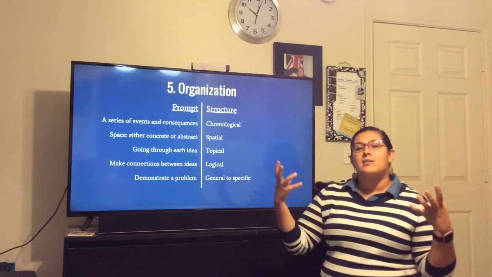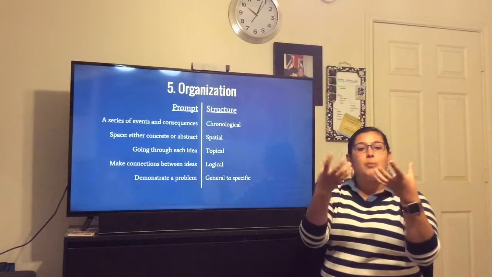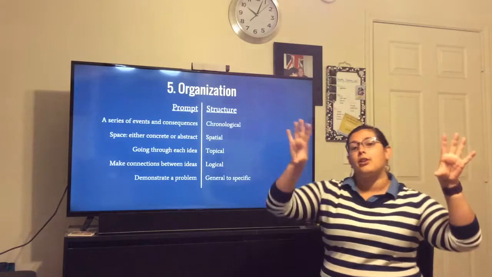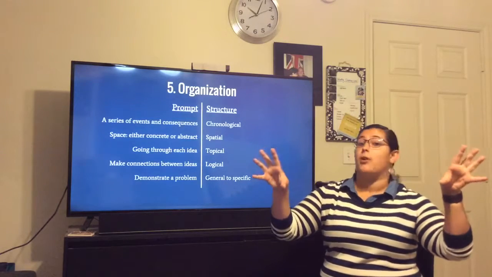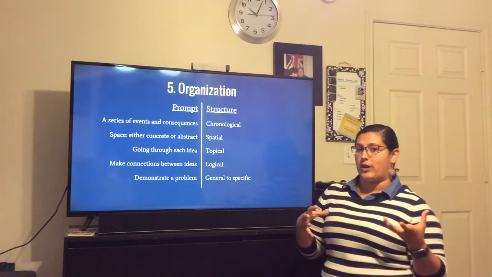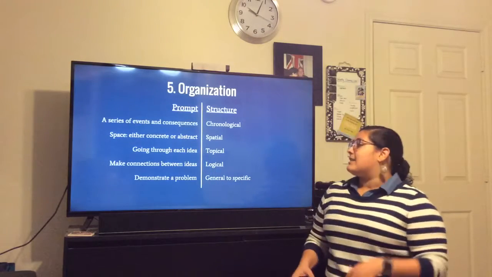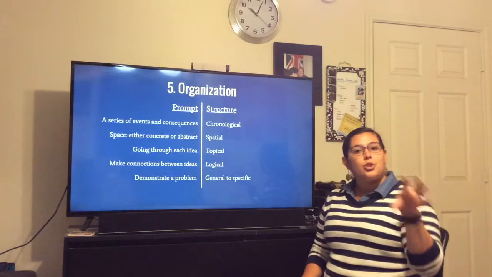But more abstract space is talking about the space between ideas. What is the space that moderacy occupies between liberal and conservative political parties? So you can talk about spatial, concrete, or abstract space. You can go topically, you can go through each idea and see how each idea relates to one another.